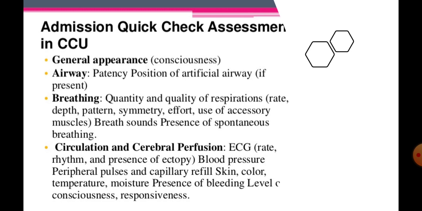Then quality and quantity of respirations, that is rate, depth, pattern, symmetry, effort, and whether the patient uses accessory muscles for breathing. Then breath sounds, presence of spontaneous breathing. Then circulation and cerebral perfusion by seeing ECG, that is the rate, rhythm and presence of ectopy. Blood pressure, peripheral pulses and capillary refill, skin color, temperature, moisture, presence of bleeding, level of consciousness, responsiveness.